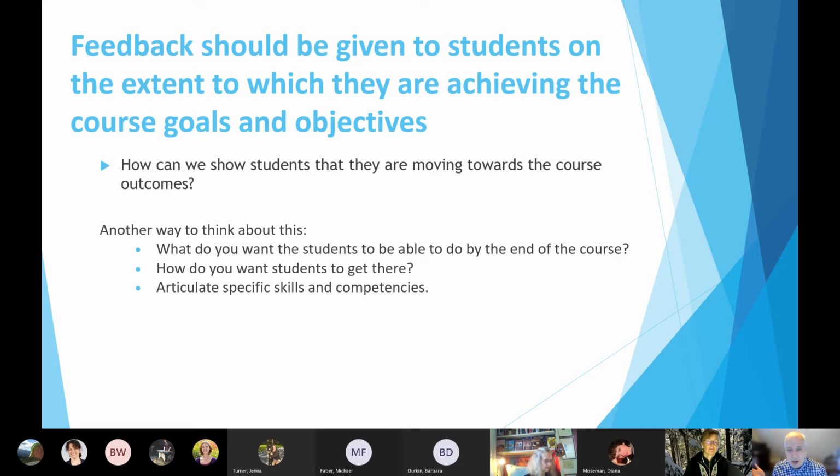Thanks. Anybody else? I'm just kind of curious how people do this. Are there ways that you help your students know how they're moving towards the course objectives that you have, in any way that you do that?